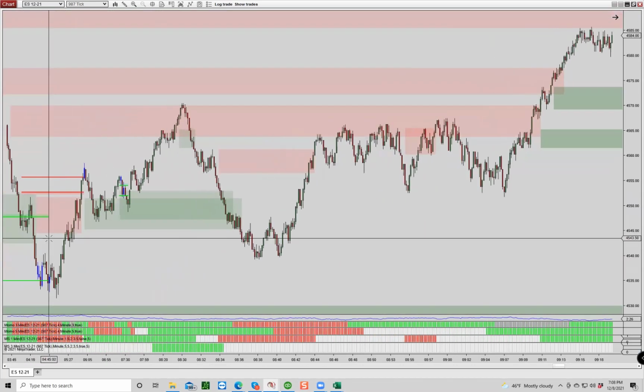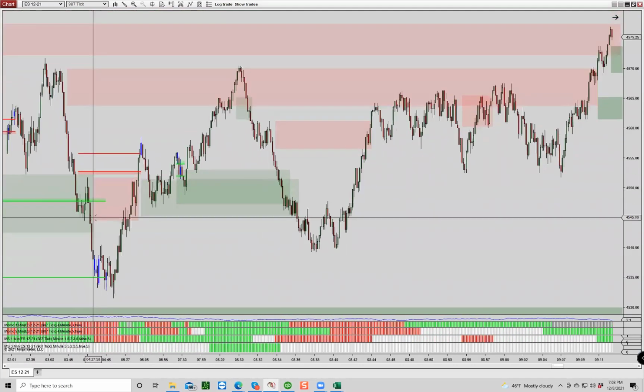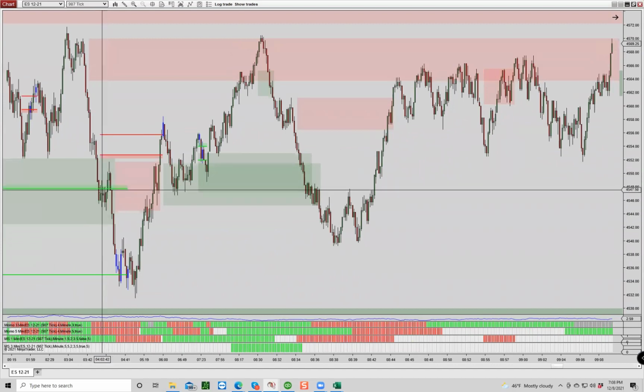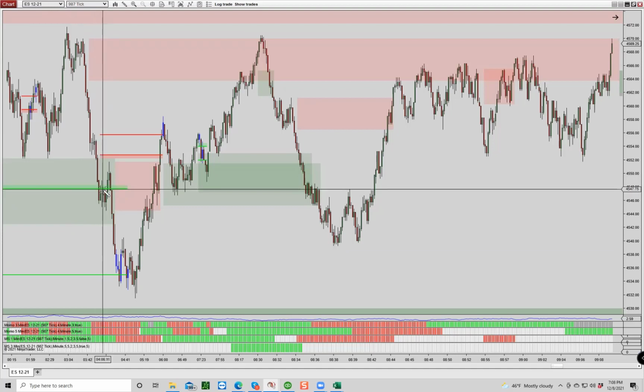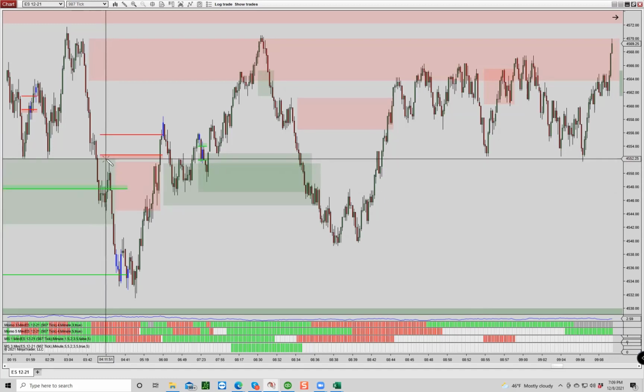So for example, if I'm looking for a long, let's just go back to right here. This is a good example. If I'm looking for a long out of this zone, potentially, what I want to understand is, what do I have against me? And it doesn't take very long to see that I have a red zone right here. I don't have very much room to go.